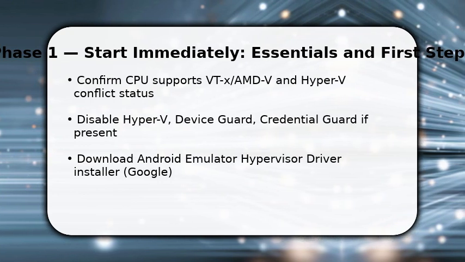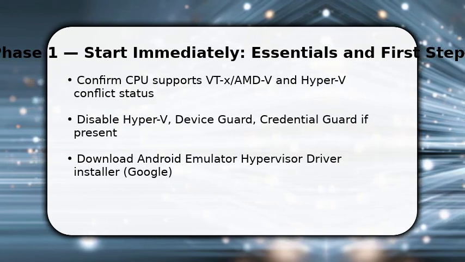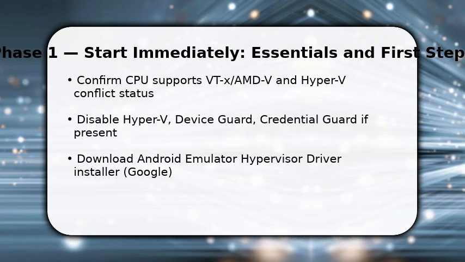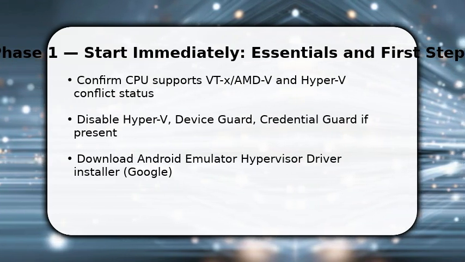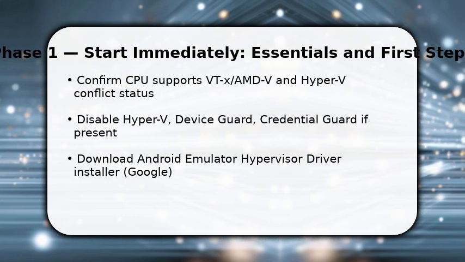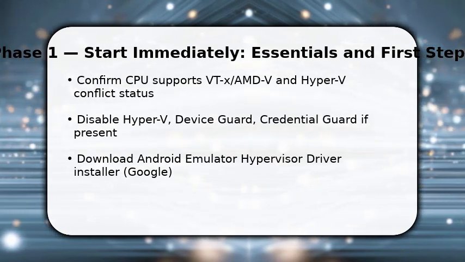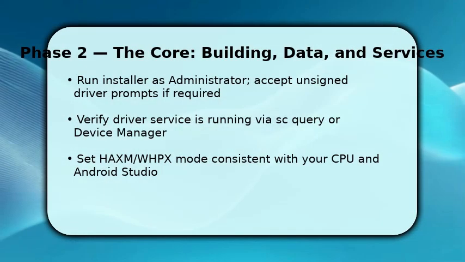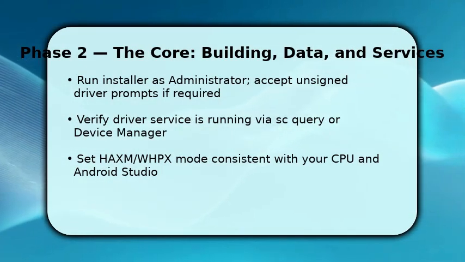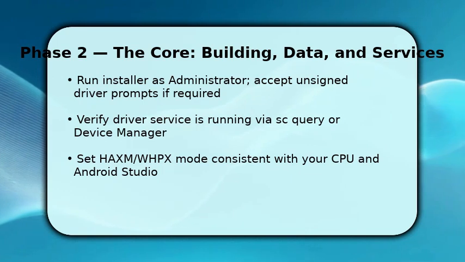Then download the Android Emulator Hypervisor Driver installer. Get the exact package for your emulator version, so installation matches what the tools expect. Run the downloaded installer as administrator. This lets the driver register kernel components. If Windows prompts about unsigned drivers, accept only for the known package you downloaded.